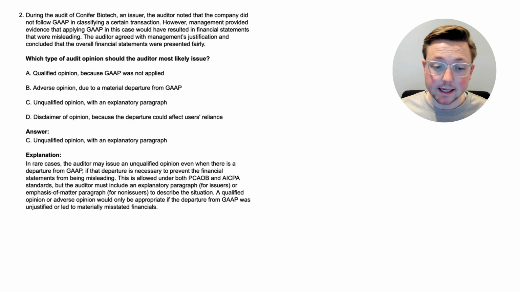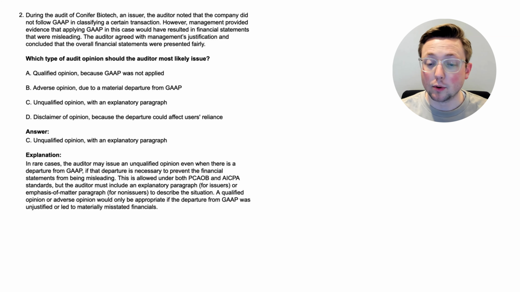The answer is C, unqualified opinion with an explanatory paragraph. So they can give an unqualified opinion in this case because it's an issuer, so it's not an unmodified opinion. So it's kind of an interesting situation. Let's go through the explanation. In rare cases, the auditor may issue an unqualified opinion even when there is a departure from GAAP, if that departure is necessary to prevent the financial statements from being misleading.